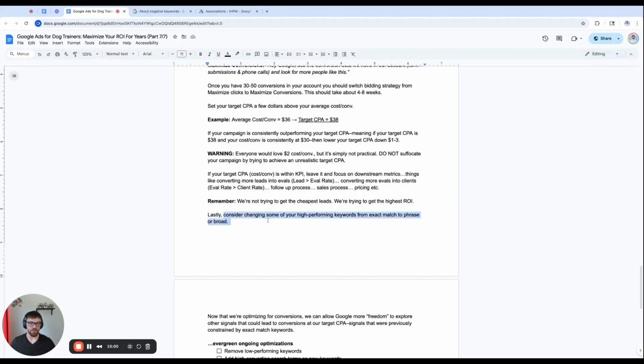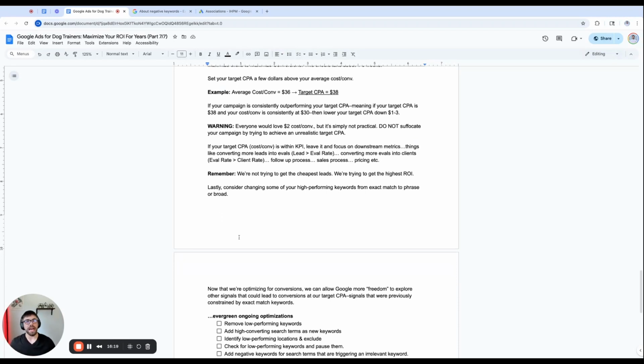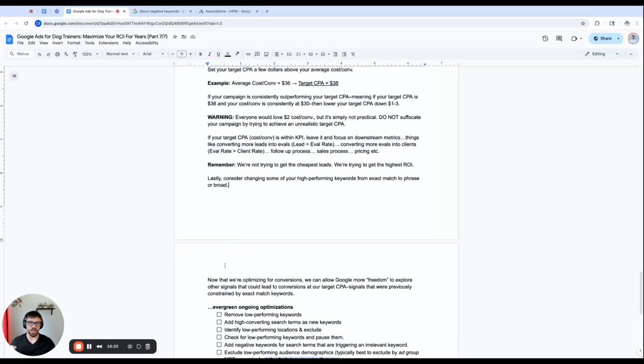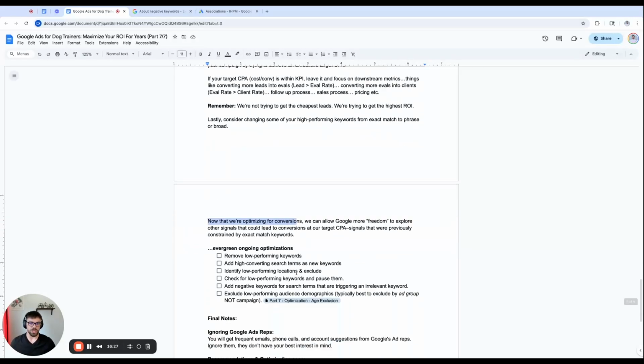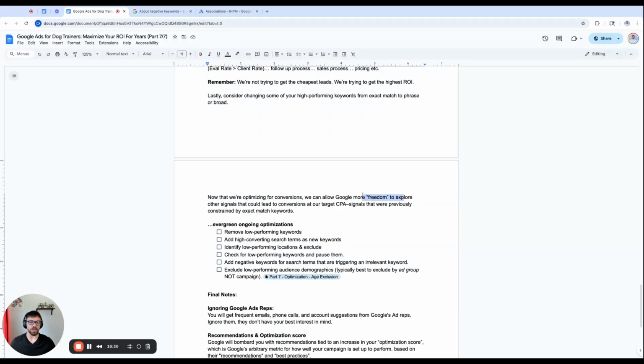Lastly, consider changing some of your high-performing keywords from exact match to phrase or broad. If you've watched the last video, I told you guys in regards to keywords, when you're starting out, do not use broad match keywords. I would suggest using exact match and maybe a little bit of phrase match. But now that we have conversion data to work from and we have changed our bidding strategy to maximize conversions, now that we're optimizing for conversions, we can allow Google more freedom to explore other signals that could lead to conversions at our target CPA, signals that were previously constrained by exact match keywords.